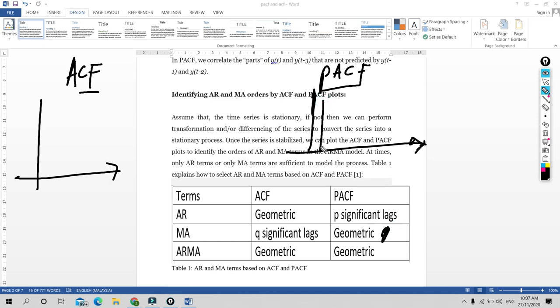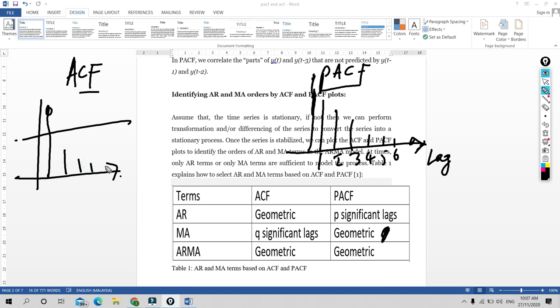Provided the PACF is geometric or decays exponentially, in terms of geometry, the decay exponentially goes to zero. From the top it slowly goes to zero, gradually decaying. So it is an MA model, depending on the ACF.